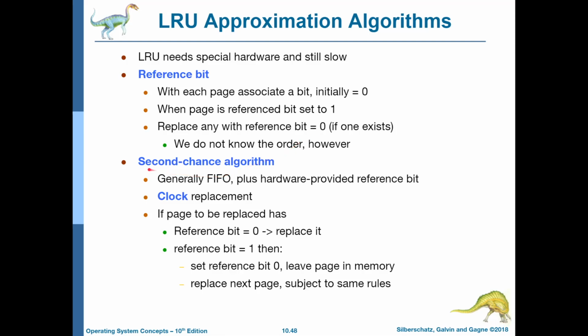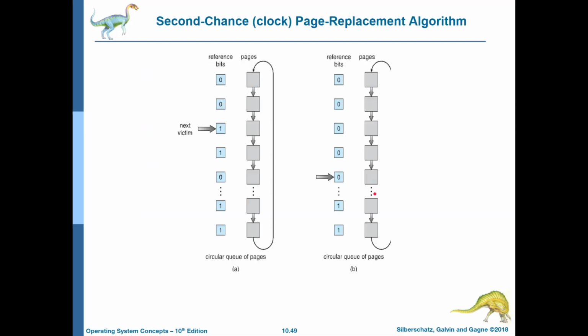There's also a way to do this called the second chance algorithm. Second chance is where we go through the list of pages that can be replaced or have been referenced in a circular manner, meaning that we don't simply start at the top of the list and pick the top one that has a bit of 0. We work through in a clock type of manner. Here's a diagram that shows this.